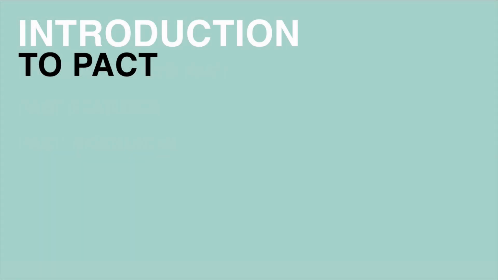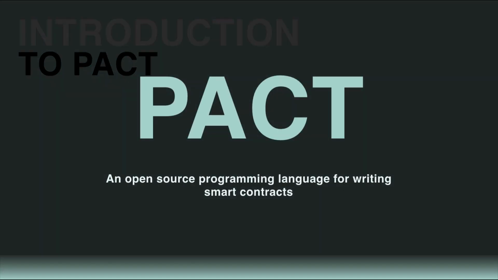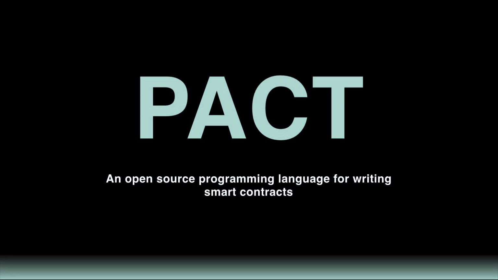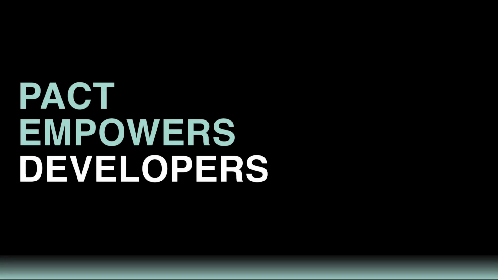Pact is the safest, most user-friendly language for smart contracts. It's designed for security and performance. Pact is an open-source programming language for writing smart contracts. It's designed from the ground up to support the unique challenges of developing solutions to run on a blockchain. Pact empowers developers to create robust and high-performance logic for transactions. It facilitates execution of mission-critical business operations quickly and effectively.